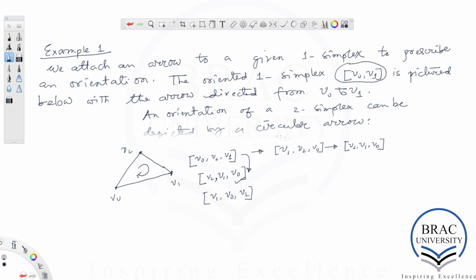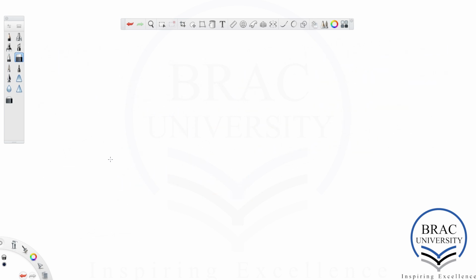Now let us draw the picture of an oriented three simplex. Geometrically it pictures a tetrahedron. So say v0, v1, v2 and v3 are the vertices spanning the tetrahedron. I put this face by a dotted line.